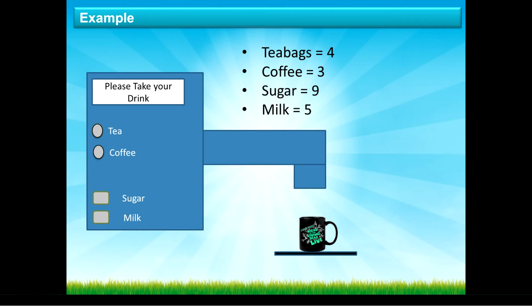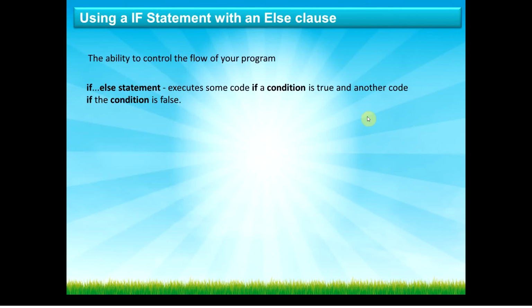Okay, so remembering back to what an if statement did, okay, they both are very similar and they both feed from each other. The ability to control the flow of your program, okay, so the else statement does that as well. So an if-else statement executes some code if an if condition is true and another condition if the condition is false. Okay, so potentially if the user hadn't selected T, okay, well then it's false, isn't it? And this will become a little clearer in the next couple of slides.